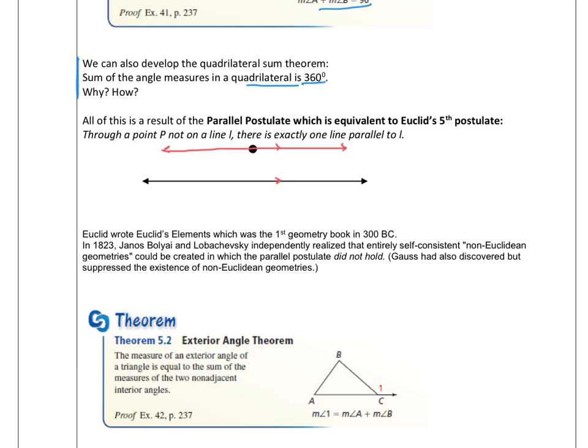Well, this only works in Euclidean geometry, because we've said if you have a curved surface, the parallel lines don't intersect, so they're not parallel. Now, Euclid wrote his Elements, check this out, in 300 BC. Okay? It took from 300 BC all the way until 1823, where Janos Bolyai and Lobachevsky independently, on their own, in 2 different spots, realized that non-Euclidean geometries could be created and could exist where the parallel postulate did not hold. Gauss also discovered this, and we call these things non-Euclidean geometries.